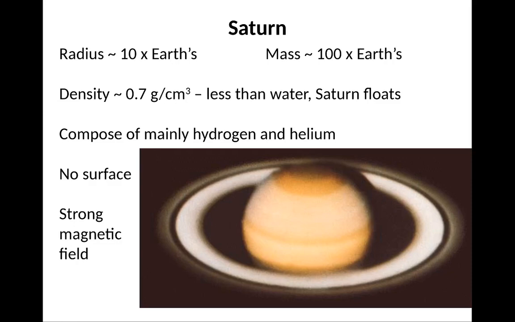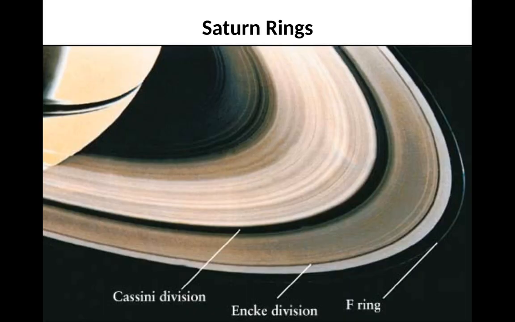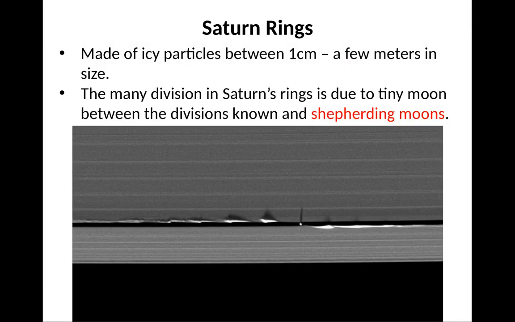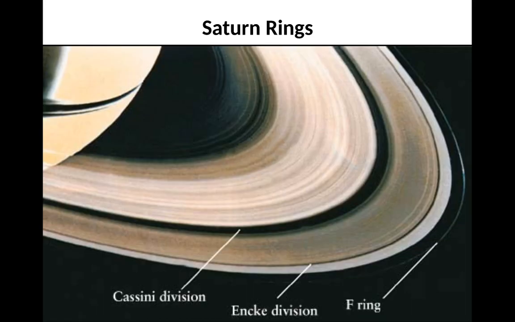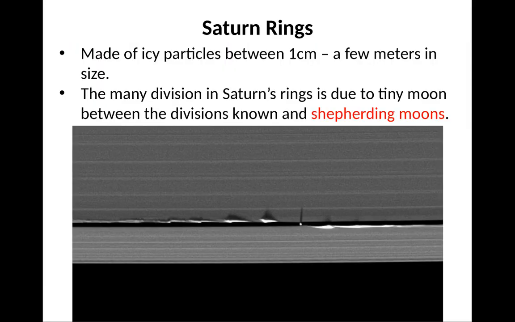There's no surface, but again, in this case, there's a strong magnetic field. Okay. Now Saturn is distinguished by the fact it has very, very prominent rings. In fact, all these Jovian planets have rings, but Saturn's are the most prominent, right? And the rings have some significant divisions in them, as you can see. Now, what causes this separation are actually these tiny moons called shepherding moons, right?